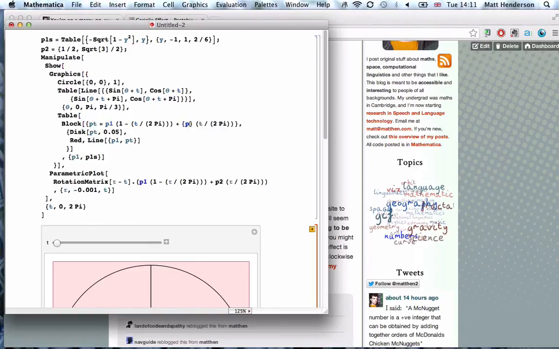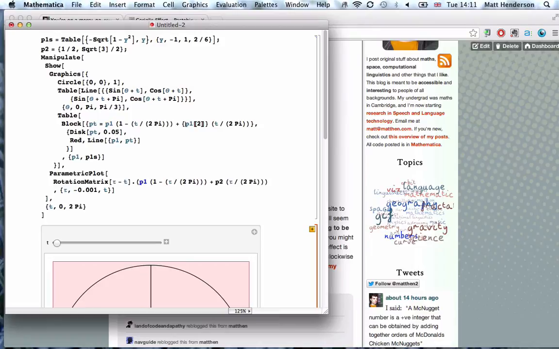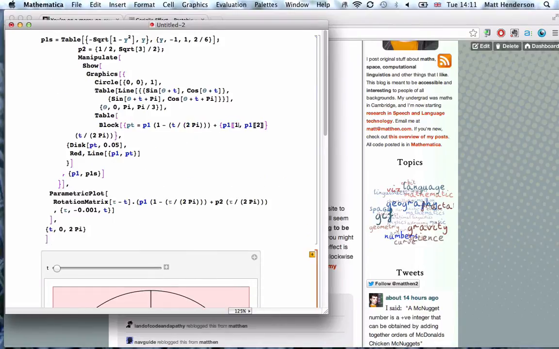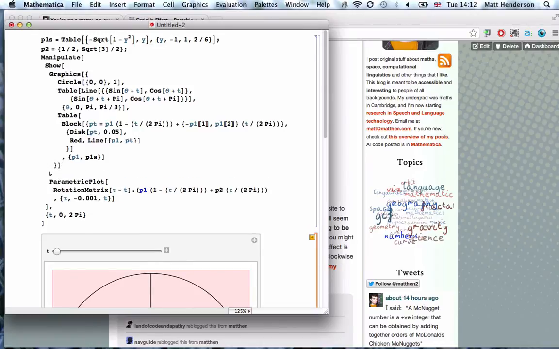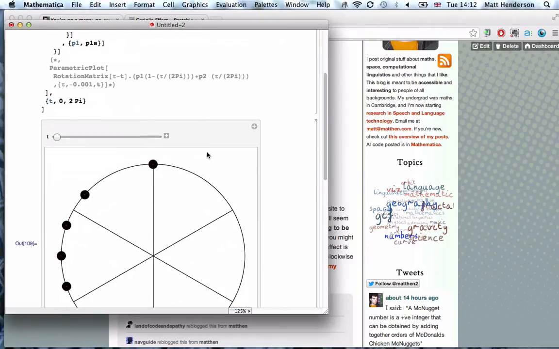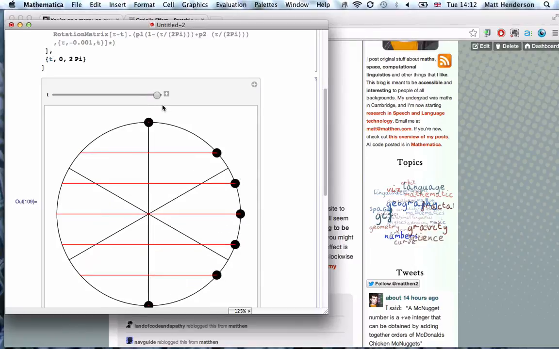So P1 has the same y coordinate, but the x coordinate is reflected. It's on the other side of the circle. P1, P2, P1. Let's temporarily get rid of a comment like this so that it doesn't cause an error. Okay, so now we have all those guys going across.